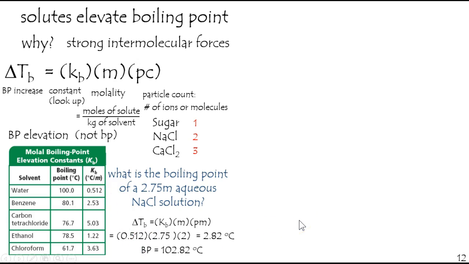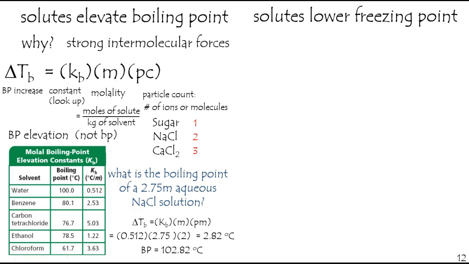Molality is given at 2.75, and the ion count for sodium chloride is 2. It breaks up into Na plus and Cl minus. That gives you 2.82 degrees, but you're not done. You have to add that to its normal boiling point to see how much it elevated it, and the answer is 102.82 degrees Celsius. Doing one more problem, very similar in nature.